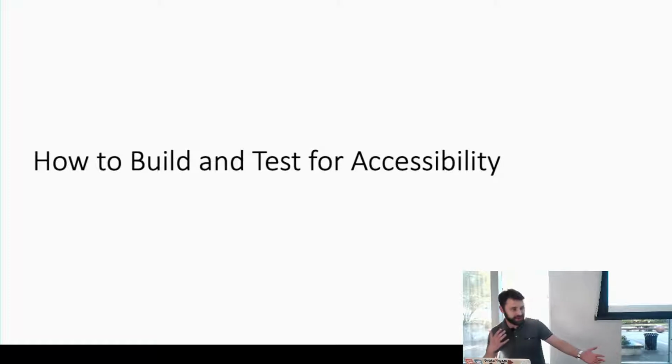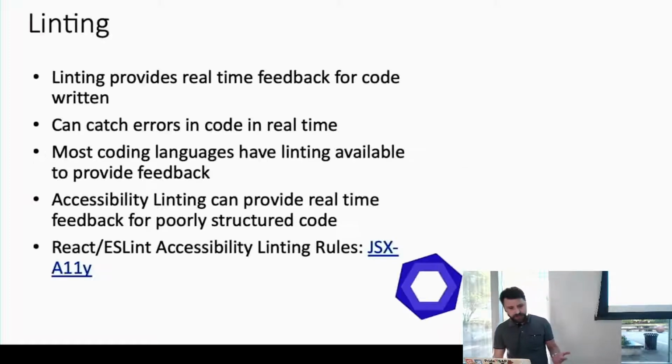So we're in a React.js meetup, so how do we build and test for accessibility? I've shown you all these different ways to test things. We can't be doing this all day long, or we're never going to get anything done. So I would propose the first way to really tackle your accessibility issues right away is to use linting.